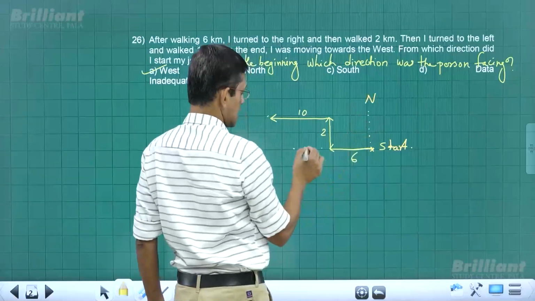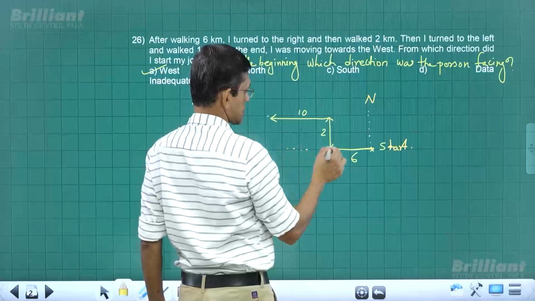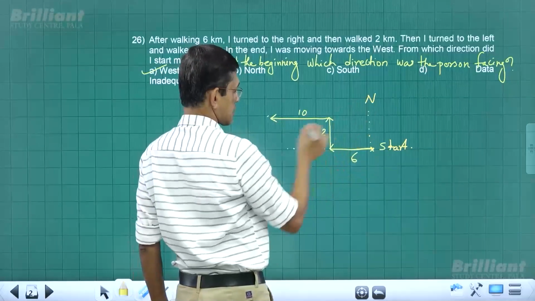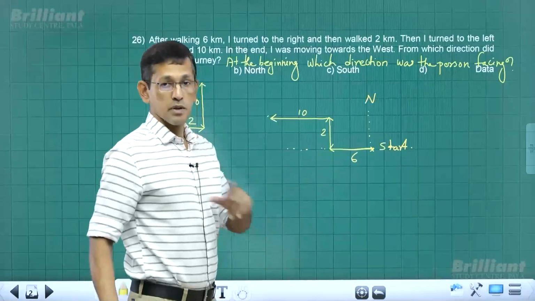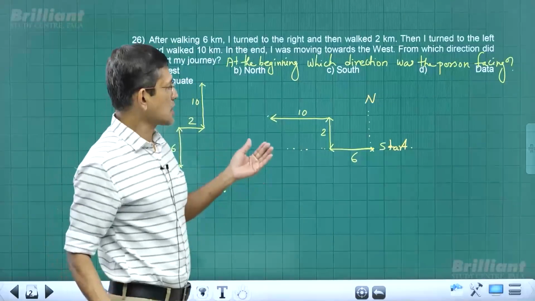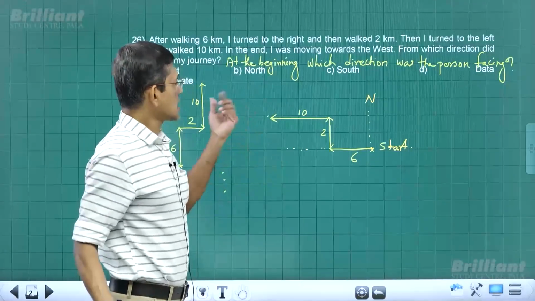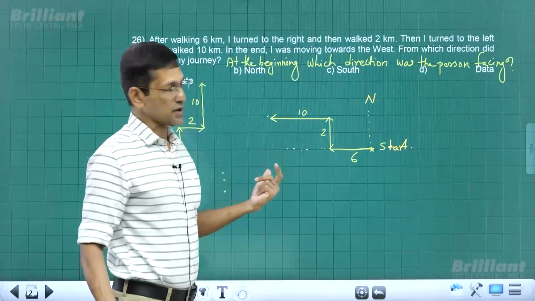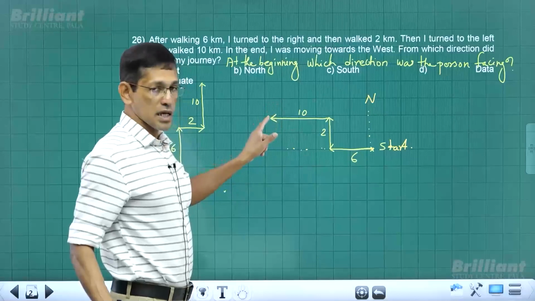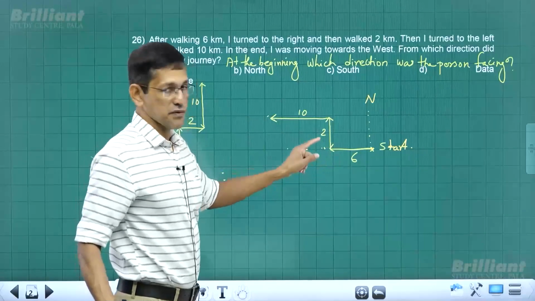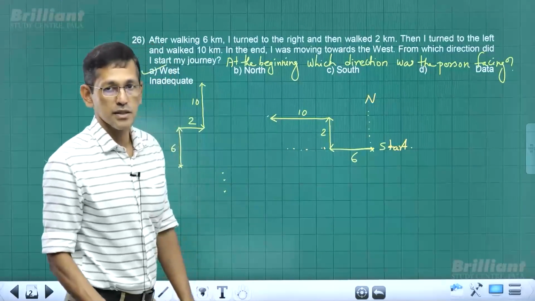So north and west. So this person is somewhere between north and west. So that means northwest with respect to this point. But that is not the question. The question was asking for us to find out at the beginning, which direction this person was facing. This person was facing west. At the end, he is facing west, and at the beginning, he must be facing west. So that is the answer.